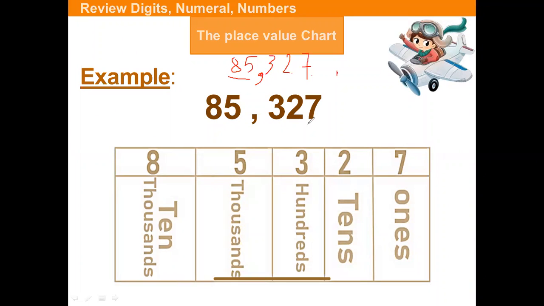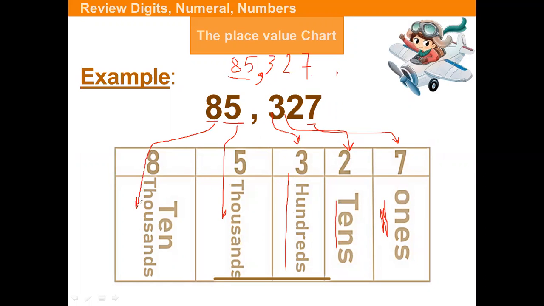Let's see the place value of each of the numbers. I will start from the 7. 7 is a ones. The place value is a ones. What about the 2? It's a tens. Do you remember now? What about the 3? It's 100. What about the 5? 5 is 1,000. Okay, what about 8? It's a 10,000.